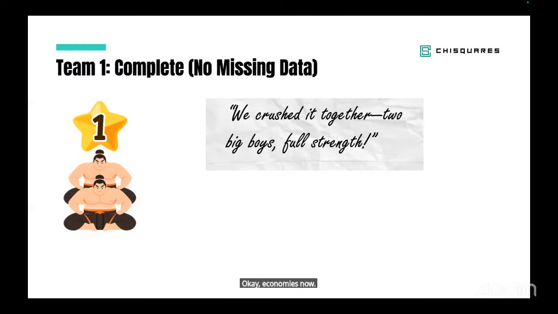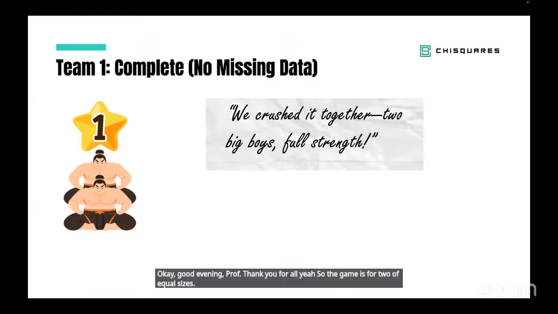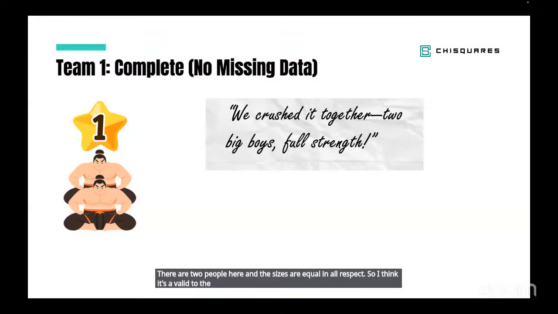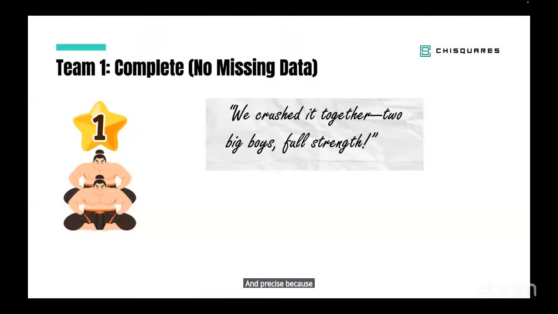Okay, good evening, Prof. So the game is for two people of equal sizes. There are two people here and the sizes are equal in all respect. So I think it's valid to the point that the game is for two people, and they're precise because the two people have equal muzzle or weight value.